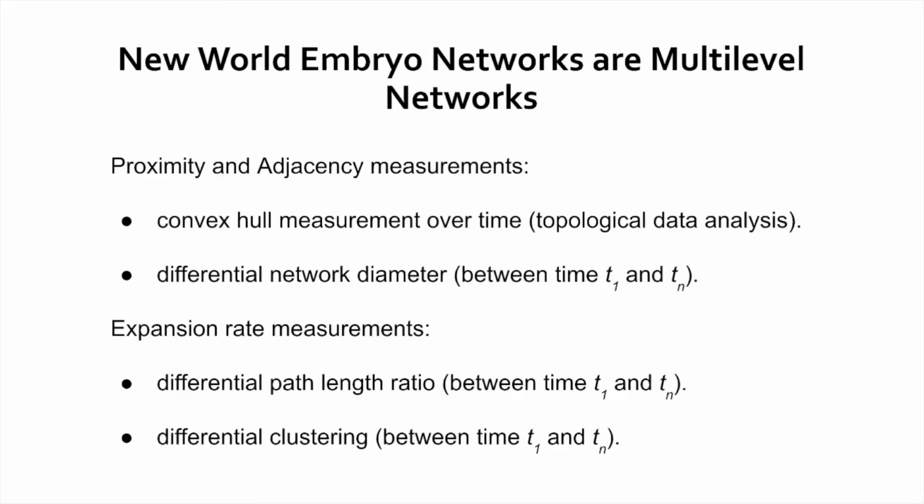We can also use differential network diameter and look at the network diameter between T1 and Tn, whatever that time is, so we can get an accounting of how these things grow over time. We can also measure expansion rate in different ways. So we can look at differential path length ratios. So between time 1 versus time n, we can look at the difference between the path lengths. Or we can look at differential clustering, again, between time 1 and time n, so we can see how much clustering is gained over time. We assume that we start out with a random initial condition that doesn't have much structure. So the clustering will, of course, increase, but by how much?